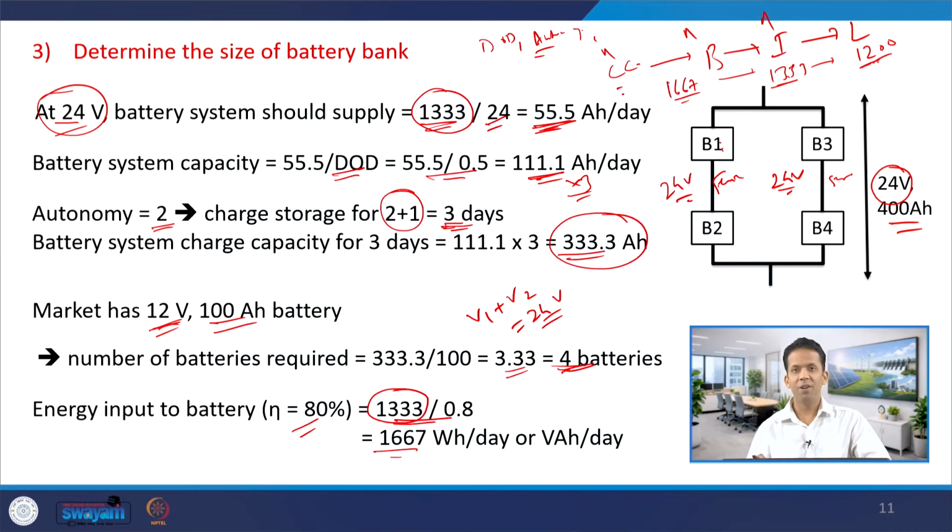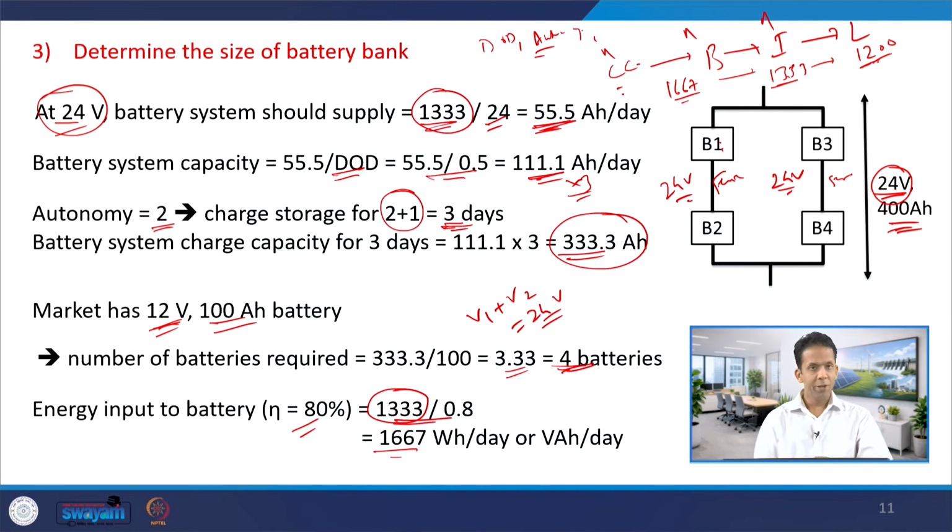We will have 4 batteries of 12 volt each, 100 ampere hour each, but this is how we can arrange them to obtain a 24 volt, 400 ampere hour system, okay. That is the third step, the battery bank.